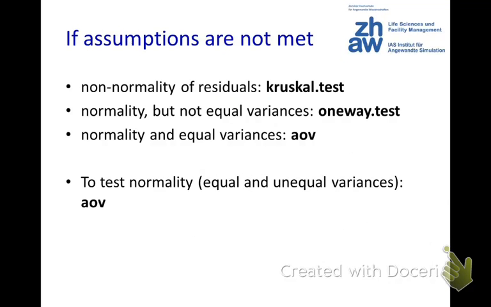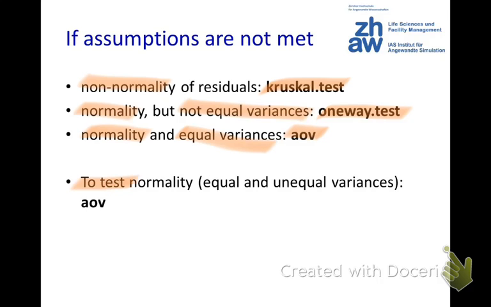We will see what we do if the assumptions for an ANOVA are not met. So if we have a non-normality of the residuals, as explained in the last podcast, then we do the Kruskal test or Kruskal-Wallis method. If we have normality but the variances do not seem equal, we do the so-called one-way test that you also find in the script by Sabine. And if normality is there and the variances look equal, then we really do the ANOVA.